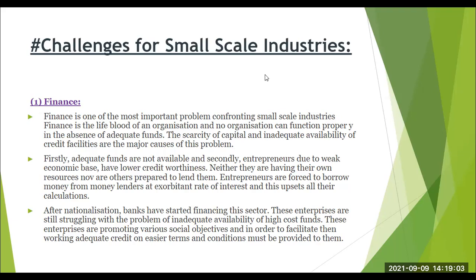If we think about working capital, think about the capital expenses. What are capital expenses? That we incur for a longer term. For example, purchase of machinery, purchase of factory, purchase of land, purchase of bulk raw material, right? So if I'm running out of funds for working capital, how would I think about capital investment? Obviously not, right? So the main problem is the finance. The scarcity of capital and inadequate availability of credit facilities are the major causes of this problem.